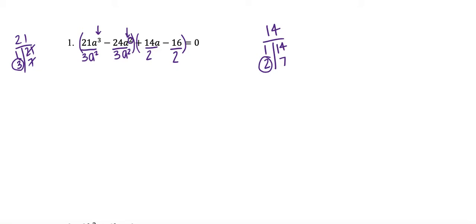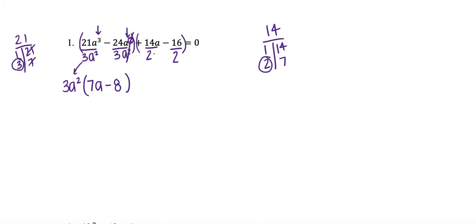Once I do this step, I'm going to divide out my GCF. So my GCF of 3a squared is going to go out in the front. And then what's going to go on the inside is what I get when I divide these. So 21 divided by 3, I get 7. a cubed divided by a squared, I get a. And I keep my minus. 24 divided by 3, I get 8. And then a squared divided by a squared. So since those are both the same, they actually cancel each other out. So all I have is an 8.